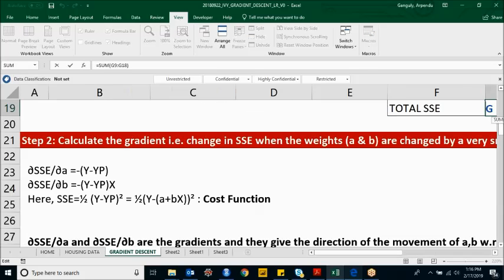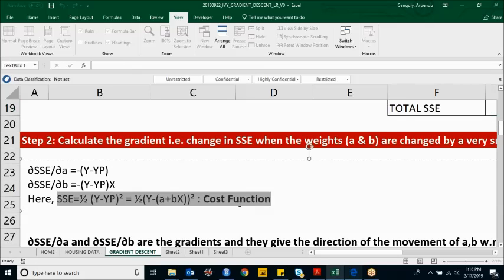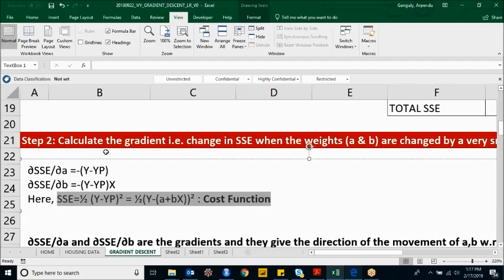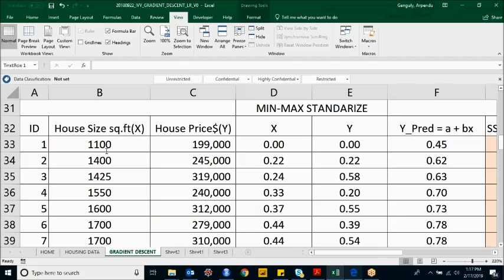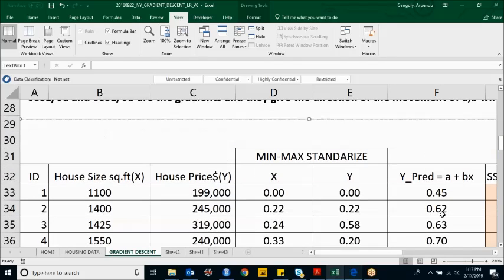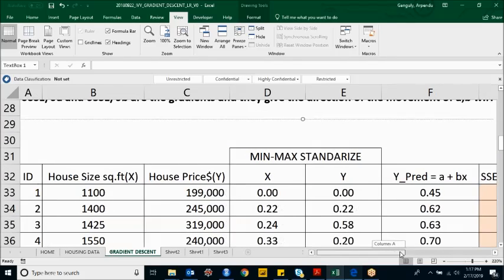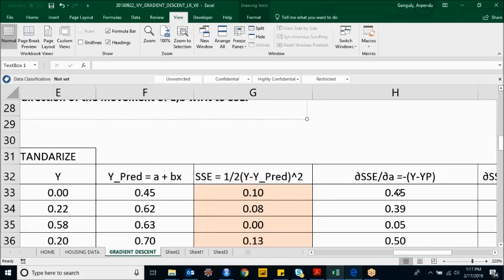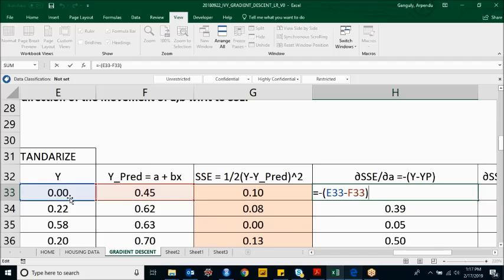So now once you have what you are getting from here, the SSE is your cost function, right? And you are now calculating the gradients, right? Gradients of what is the change in the weights. Now what delta SSE by delta A will be is y minus yp, which is this minus this. Understood why I'm getting this? Because this is the formula which I got from here.